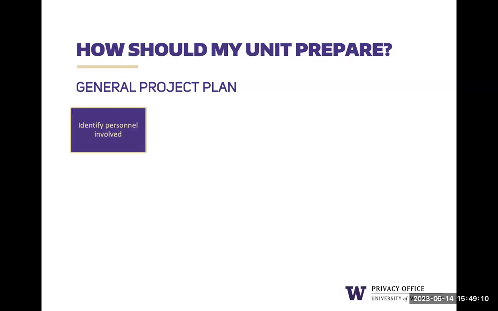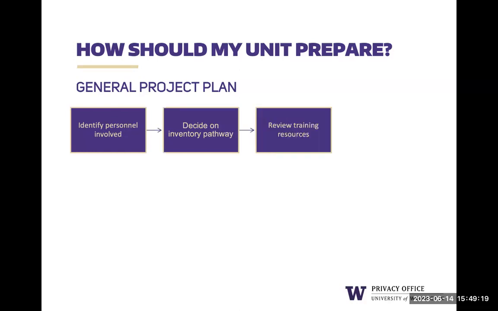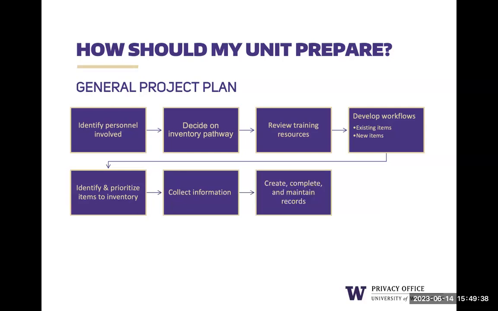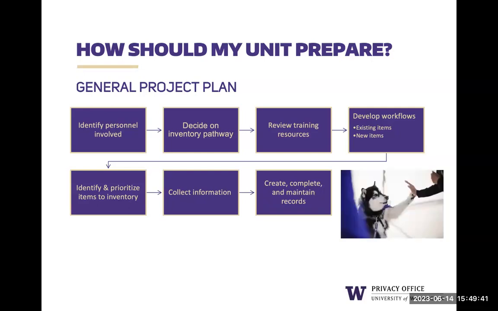We'll discuss each of these in more detail on the coming slides, but the overall plan includes the following: identify personnel involved, decide on an inventory pathway, review training resources, develop workflows. This includes both existing and new items, identify and prioritize items to inventory, collect information, and create, complete, and maintain records. You may decide to order these steps in a different way or to revisit steps as needed. Now let's review each step in more detail.